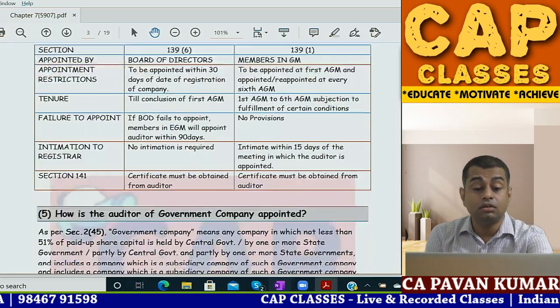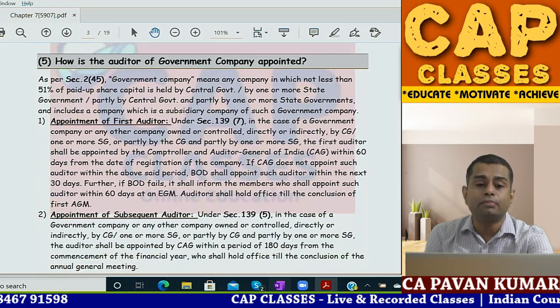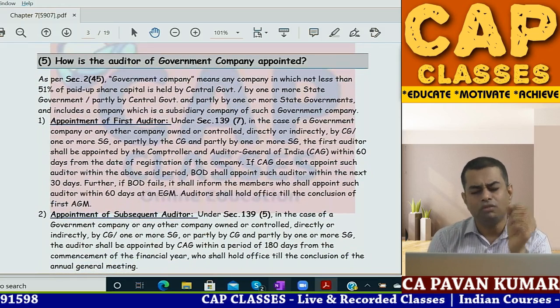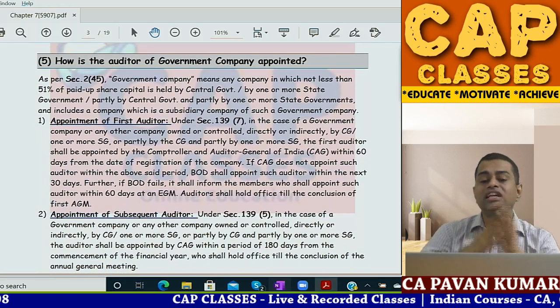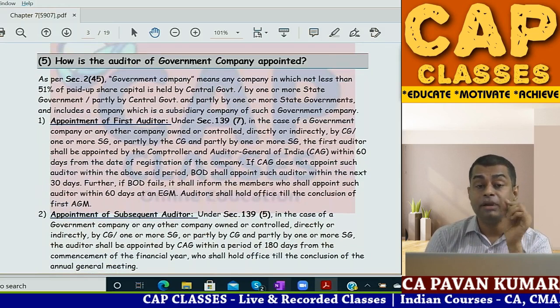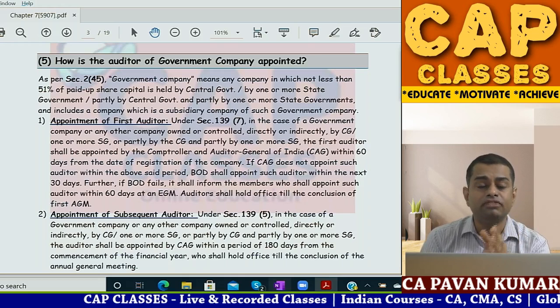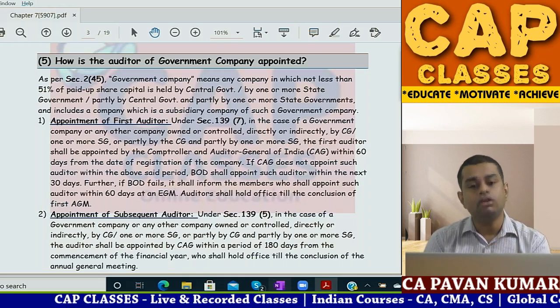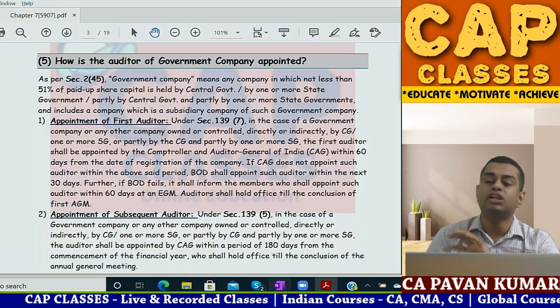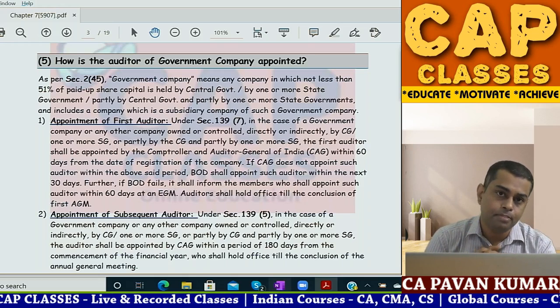So next, how is the auditor of a government company appointed? What is a government company? A government company is a company in which not less than 51% of the paid up share capital is held by the central government or state government or a combination of central government and state government.